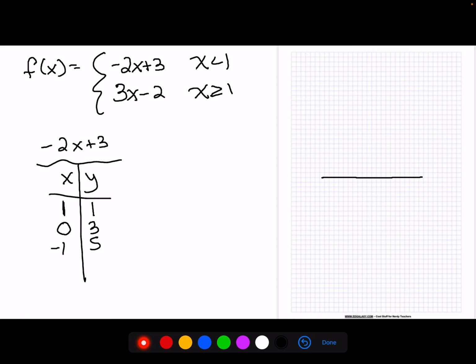So let's see here. 1, 1, an open circle. 0, 3, a closed circle. And then negative 1, 5. When you connect the dots, it keeps going up and to the left, but it stops here at this open circle.